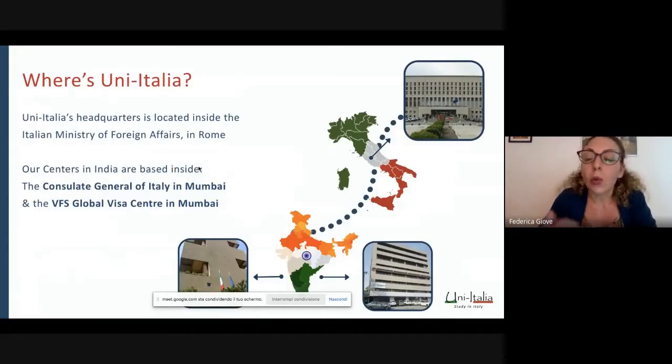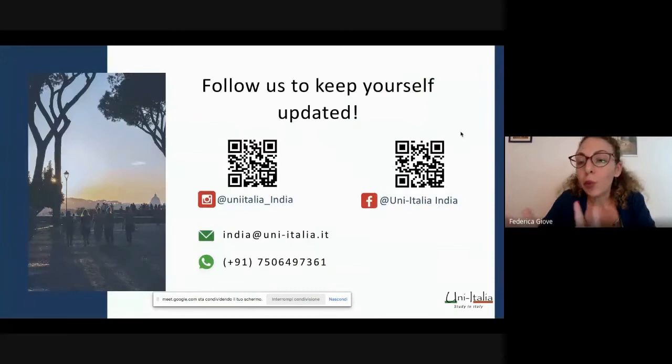Where are we? Our headquarters is located inside the Italian Ministry of Foreign Affairs, this big building that you see on the top right corner. But we also have offices in Mumbai, for the moment, at the Consulate General of Italy and at VFS Global Visa Centers. But you don't have to worry, because we are helping and assisting all the students online.